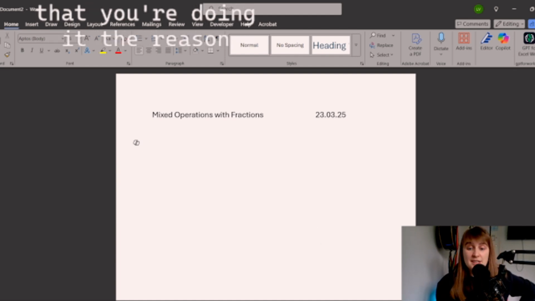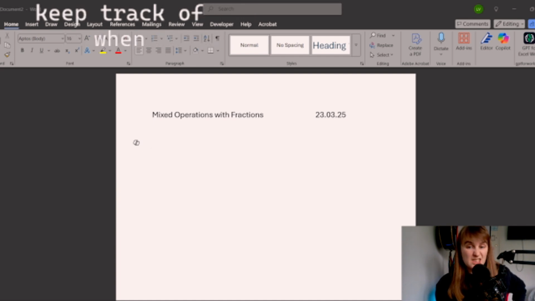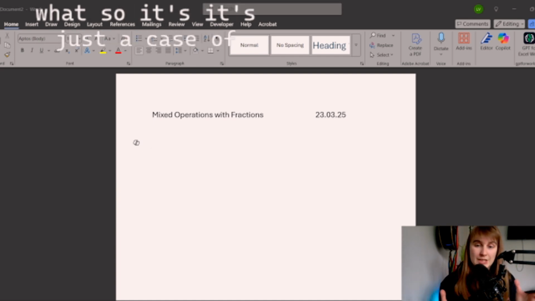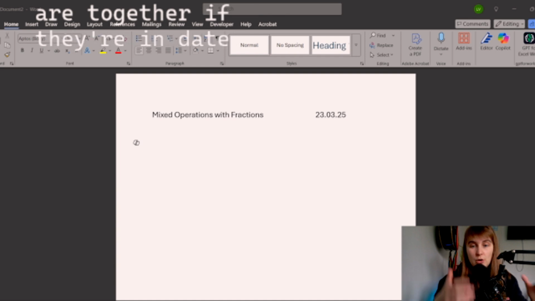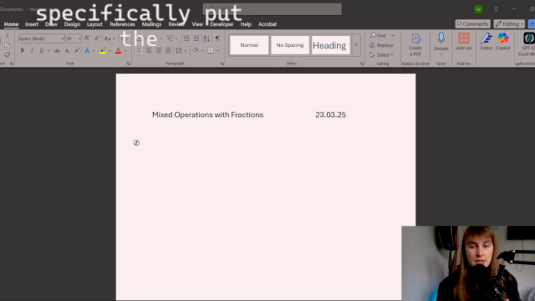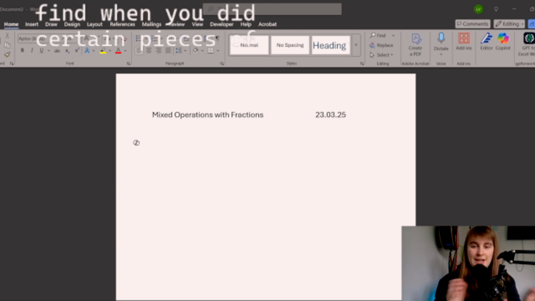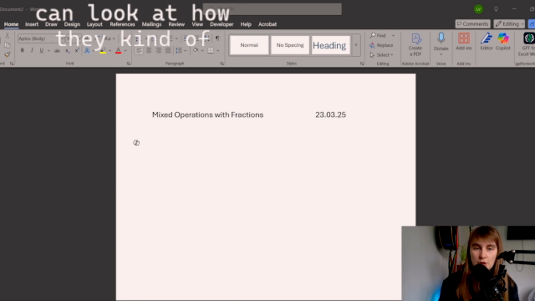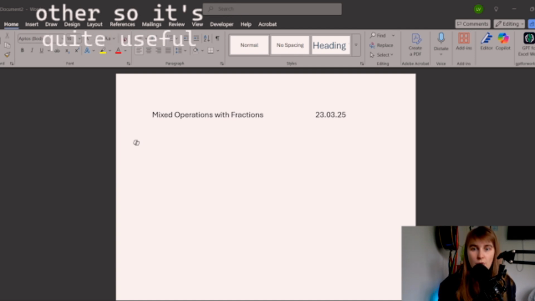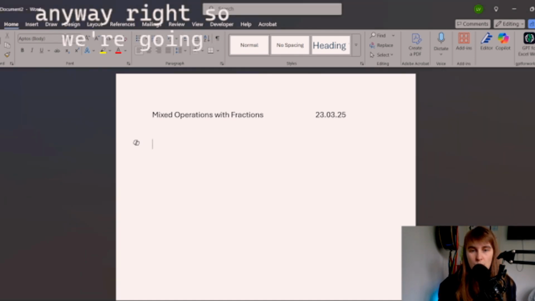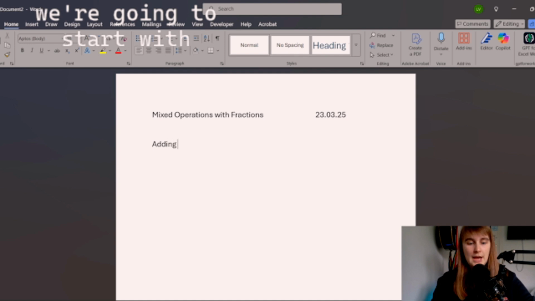The reason we write the date is so that we can keep track of when we've done what. So it's just a case of if all of your notes are together, if they're in date order, or if you specifically put the date, you can find when you did certain pieces of work, and then you can look at how they kind of filter into each other. So it's quite useful. Anyway, right, so we're going to start with adding fractions.